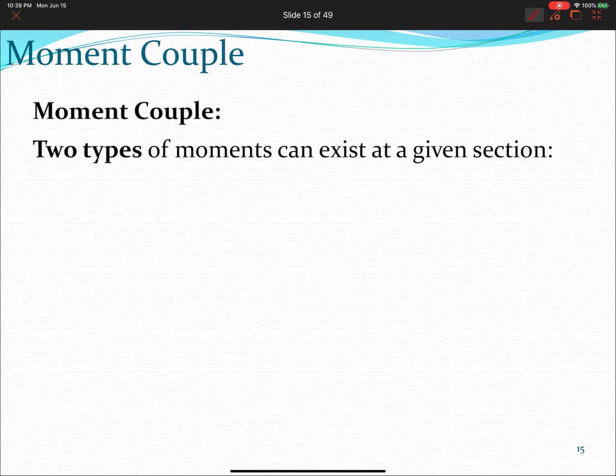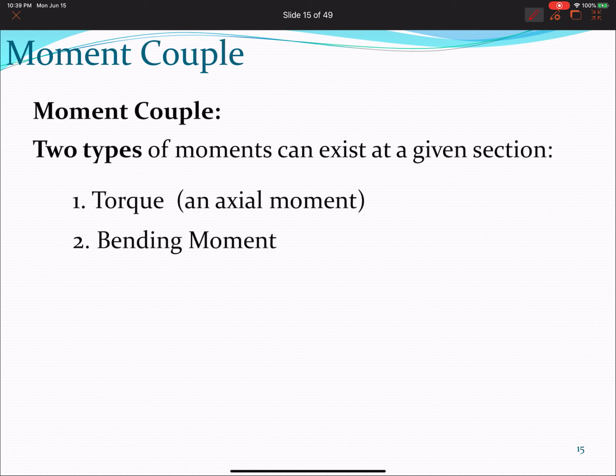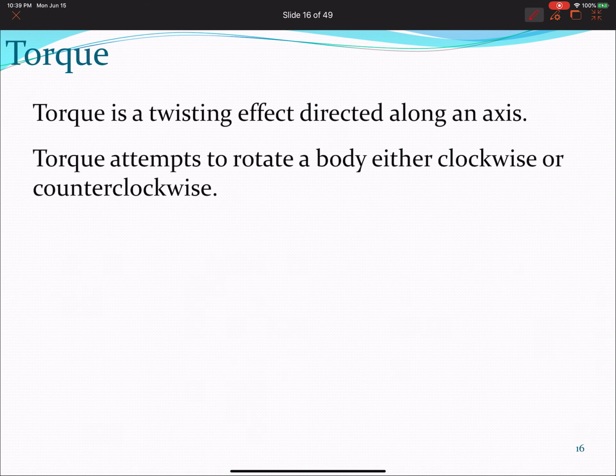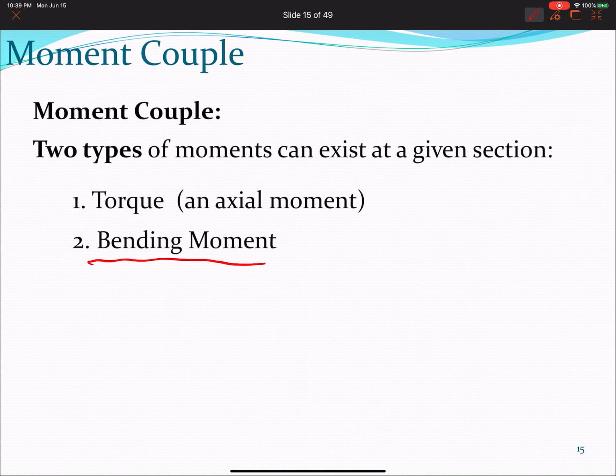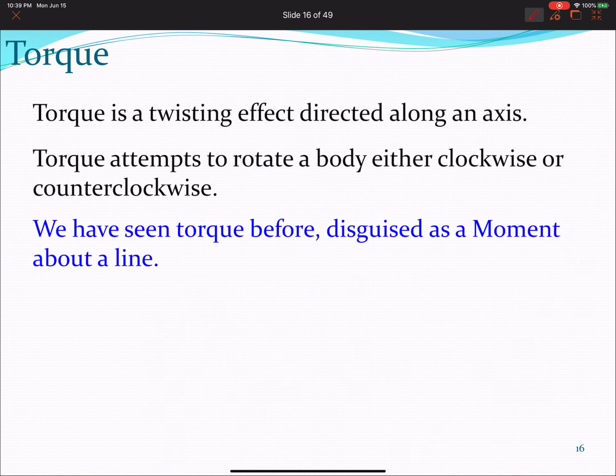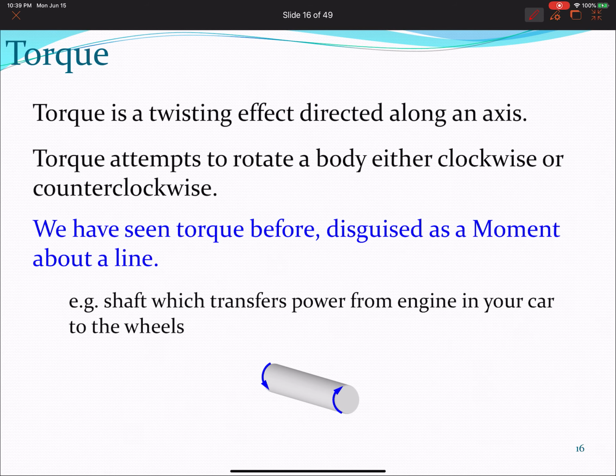So what about the moments? Our old friends, a moment couple. Two types of moments can exist in a beam: torque, that is rotation about an axis, and bending moment. So two types of moment. Torque is a moment about an axis. We have seen that disguised as moment about a line. For example, we see it in shafts for the automatic or the transmission of your car. You see this shaft turning, so the shaft is transmitting torque.